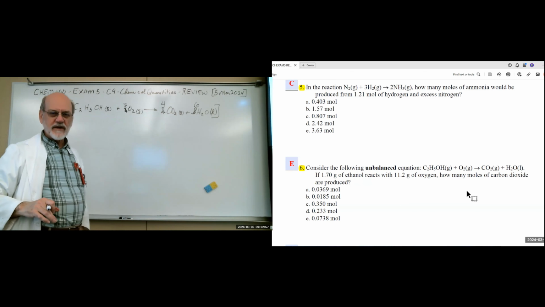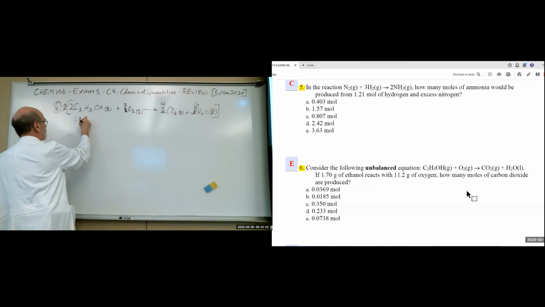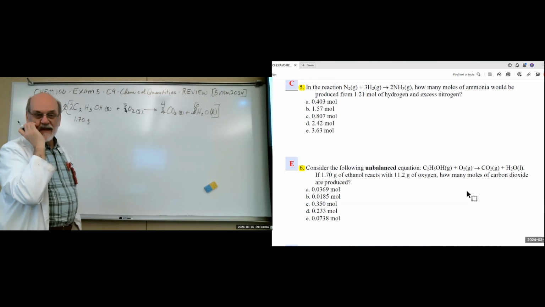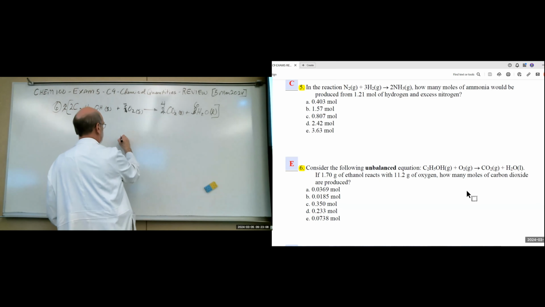If 1.70 grams of ethanol, okay, reacts with 11.2 grams of oxygen, I'm going to put those down here. 11.2 grams of oxygen.